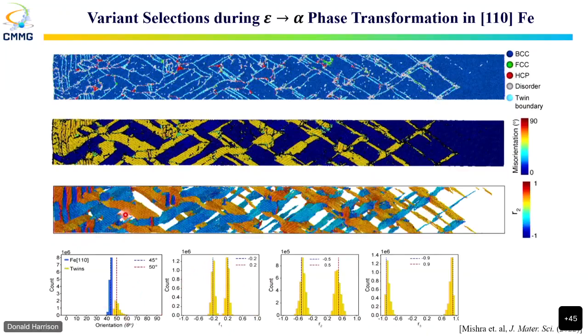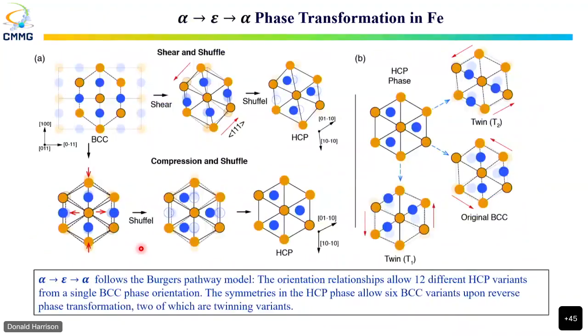Basically, when you're shocking the 110 orientation, you have four variants that are selected in the HCP phase. Out of those four variants, one of them actually goes to two twin variants. The other ones go back to the parent BCC variant. This again comes down to the actual mechanisms based on the Burgers pathway, and you can identify which ones are selected, which orientations are playing a role, and which orientations are giving you twins.